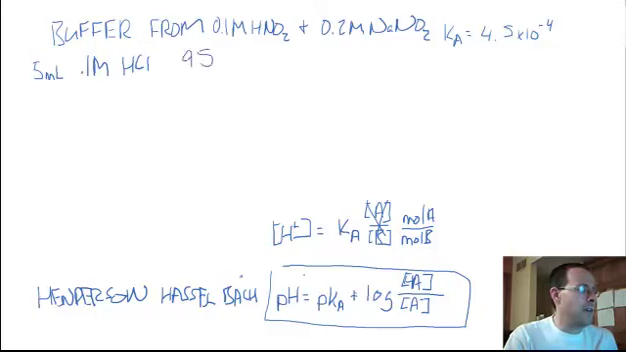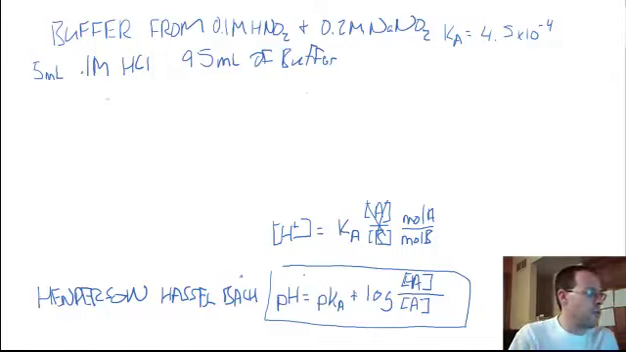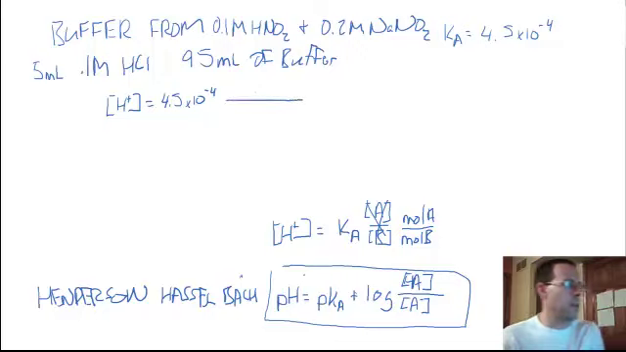So 95 mLs of base, or of buffer. What is our pH going to be? In this case, what we're going to do is H plus is equal to Ka, which in this case is 4.5 times 10 to the negative fourth. And then really we want to know moles of acid divided by moles of base.